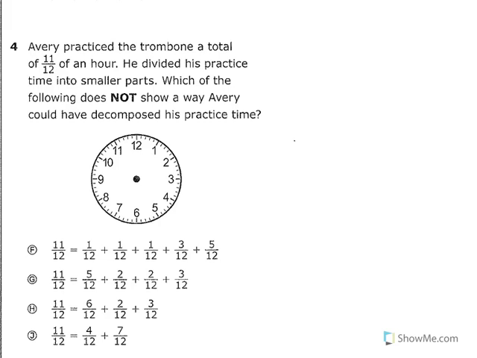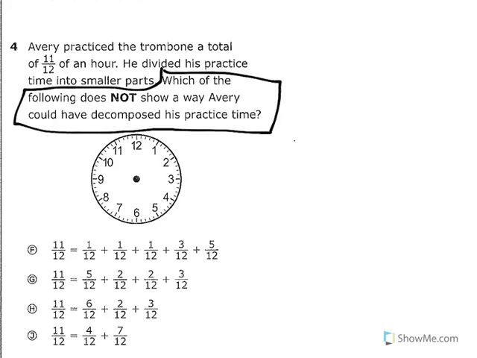Question number 4. Avery practiced the tambourine a total of 11/12 of an hour. He divided his practice time into smaller parts. Which of the following does not show a way Avery could have decomposed his practice time? So we go ahead and box our question in. I want to read that again. It says, which of the following does not show a way Avery could have decomposed his practice time? So we're looking for the one that is not correct. So we'll go ahead and work out each of them.